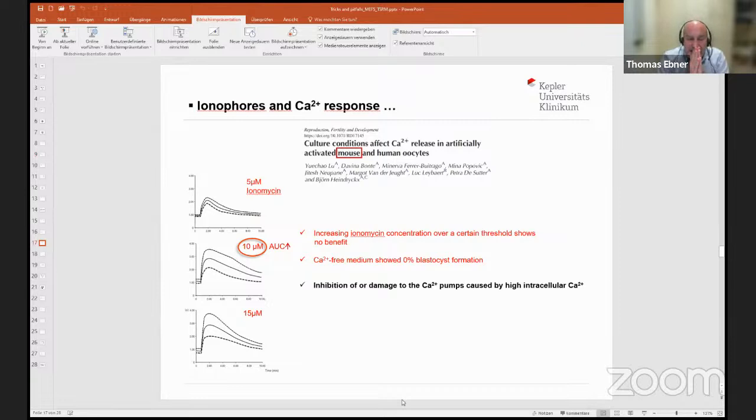Here you see that it also depends on the concentration. Here we have ionomycin in a mouse model, and they used 5 micromolar, 10 and 50 micromolar. What they found is that increasing ionomycin concentration over a certain threshold showed no benefit. On the other hand, calcium-free medium showed 0% blastocyst formation, which fits nicely to the hypothesis I've shown you before, because if there is no calcium outside the cell that could go in the cell by using an ionophore, definitely there will be no effect. And no effect in this case means no fertilization, no blastocyst formation. These authors blamed the calcium pumps to be responsible for that. So the high intracellular calcium inhibited or damaged the calcium pumps, and this could be the reason why there is no use in using higher concentrations.